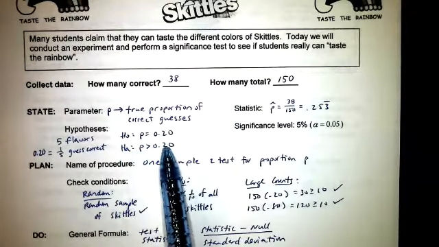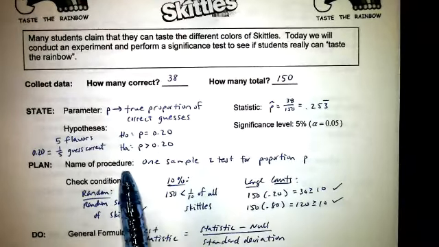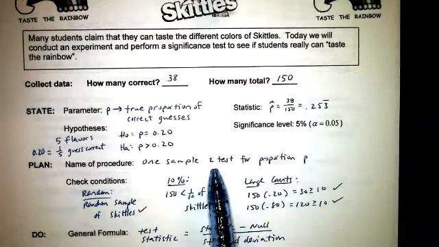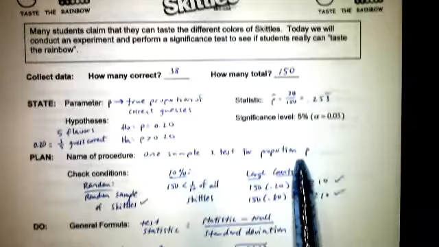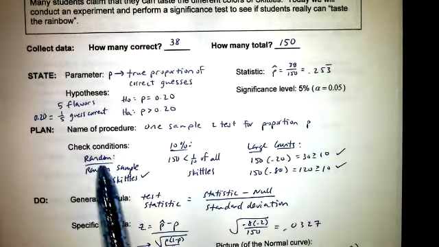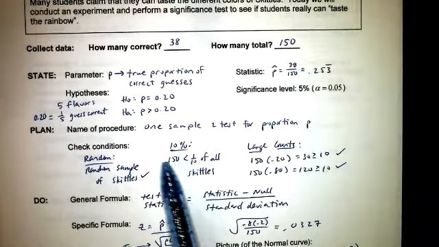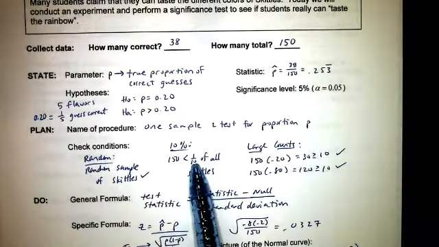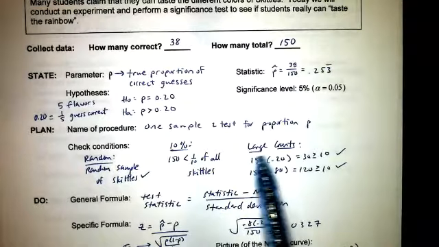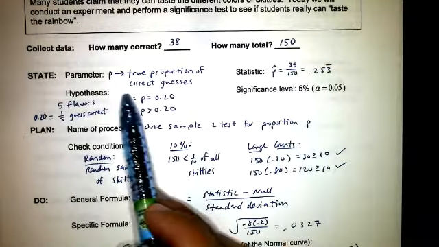Check some conditions here. Random: we randomly bought that bag of Skittles. 10%: those 150 Skittles are less than 1/10, or 10%, of all Skittles. Large counts: 150 times 0.2 and 150 times 1 minus 0.2, which is 0.8, are both larger than or equal to 10. So we're good to go.